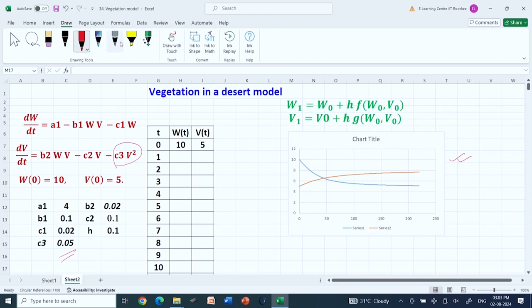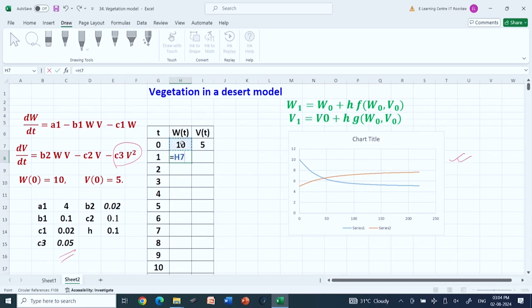As you can see, I already have the equations with C3V². This denotes the competition term between the vegetation. The initial conditions remain the same, W0 is 10, V0 is 5, and all the parameter values remain the same. Only I have added C3, which is 0.05. Now, let us calculate these values and see what new dynamics you get.